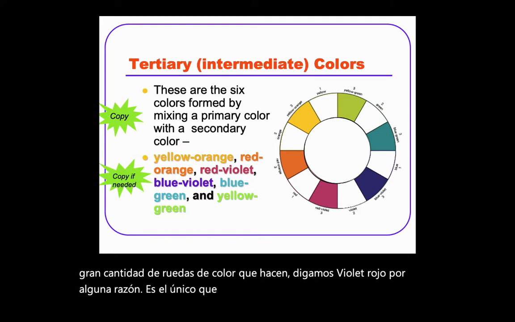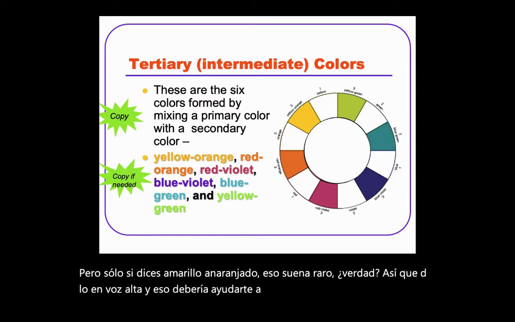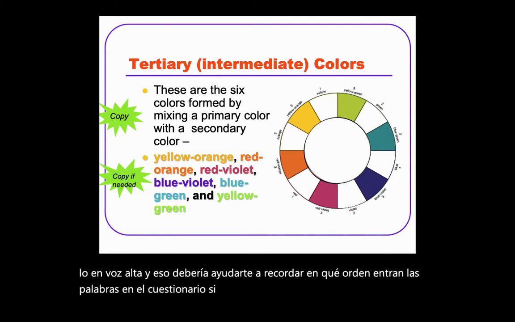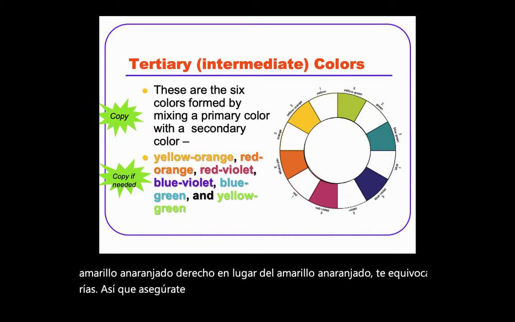But just if you say orange yellow, that sounds weird, right? So say it out loud, and that should help you remember which order the words come in. On the quiz, if you were to mark orange yellow, or write orange yellow instead of yellow orange, you would get it wrong. So make sure you kind of commit that one to memory so you don't make that mistake. All right, again, pause if you need more time.